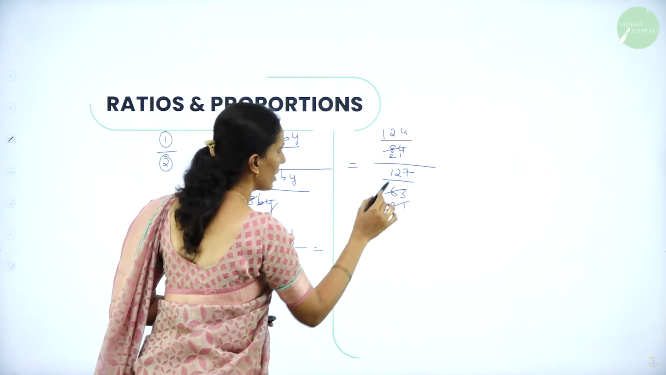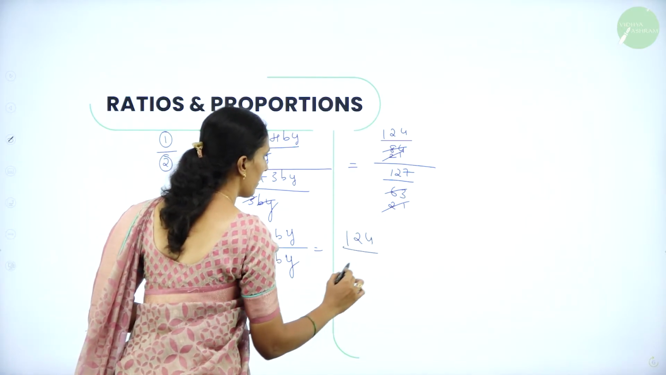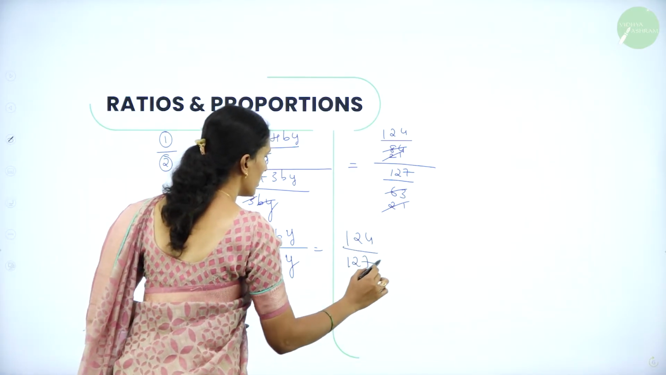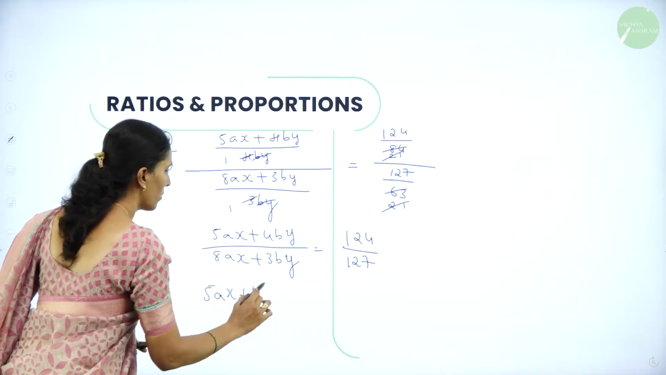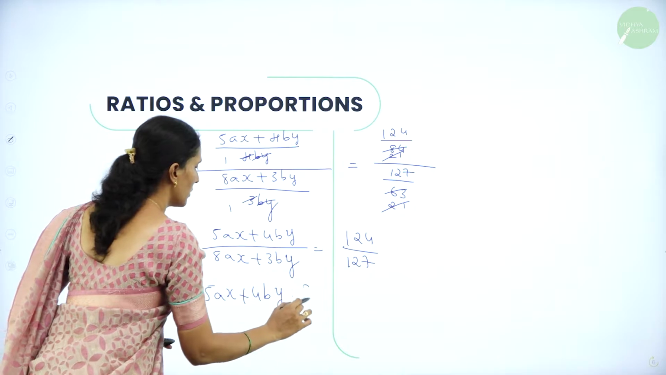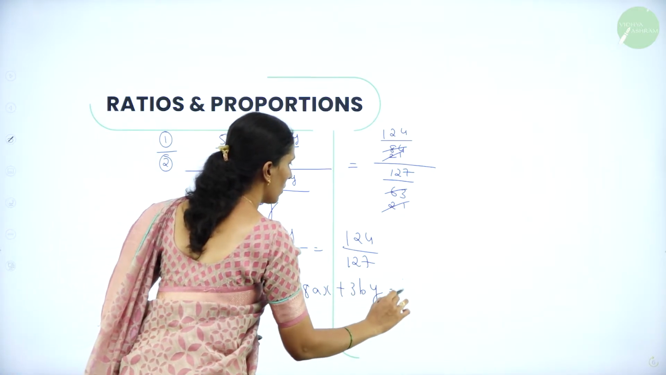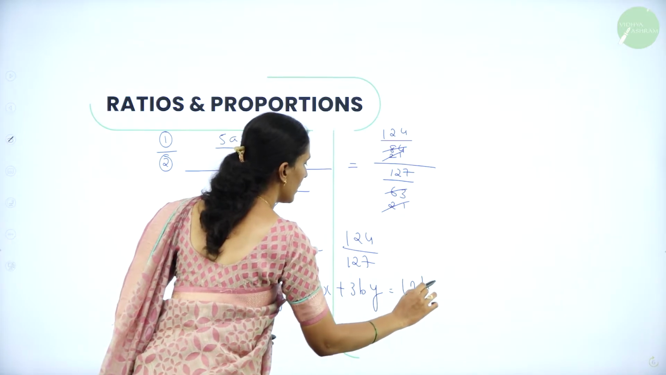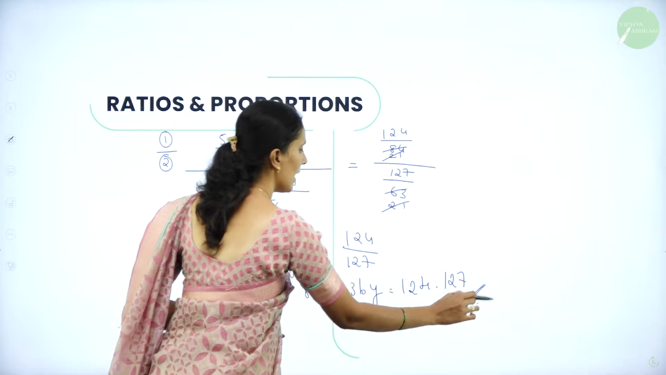Also we can see 21 and 21 get cancelled. So it is 124 divided by 127. So if I write this in the ratio form, 5ax plus 4by is to 8ax plus 3by is equal to 124 is to 127. So this is the answer.